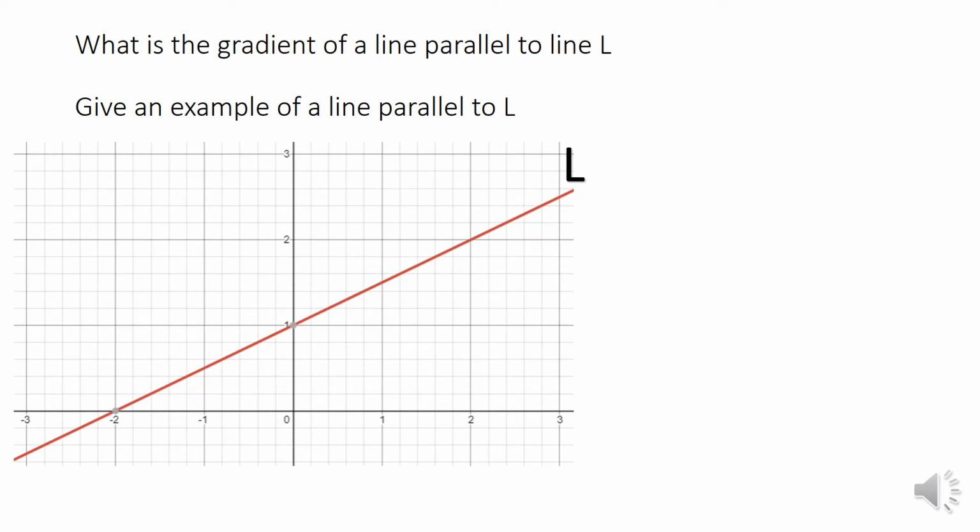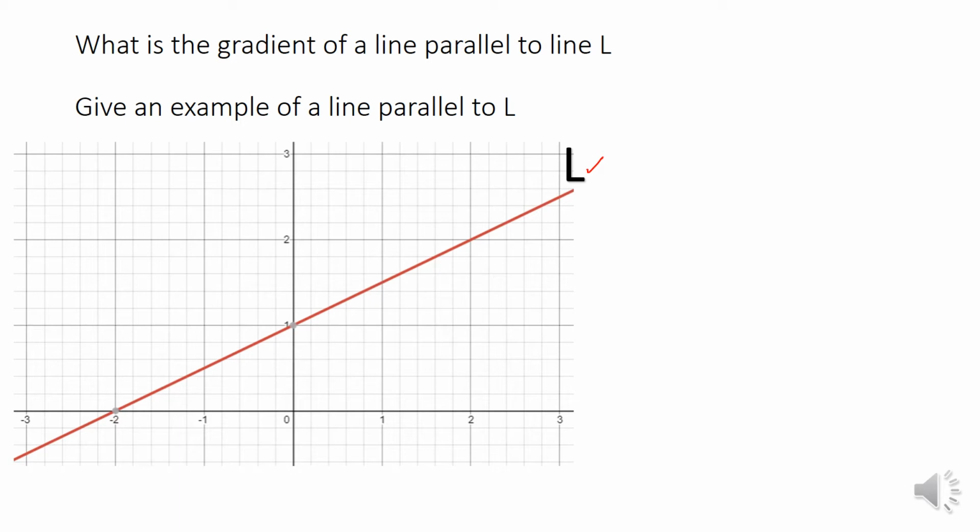Okay, so a bit about parallel lines now as well. The question is saying, what is the gradient of a line parallel to line L? So we've got line L here, and we need to work out the gradient of a line parallel to it. Parallel lines always have the same gradient as each other. So if we have a line that's parallel to L, that means it's got the same gradient. If we can work out the gradient of L, then we know the gradient of a line that's parallel to L.